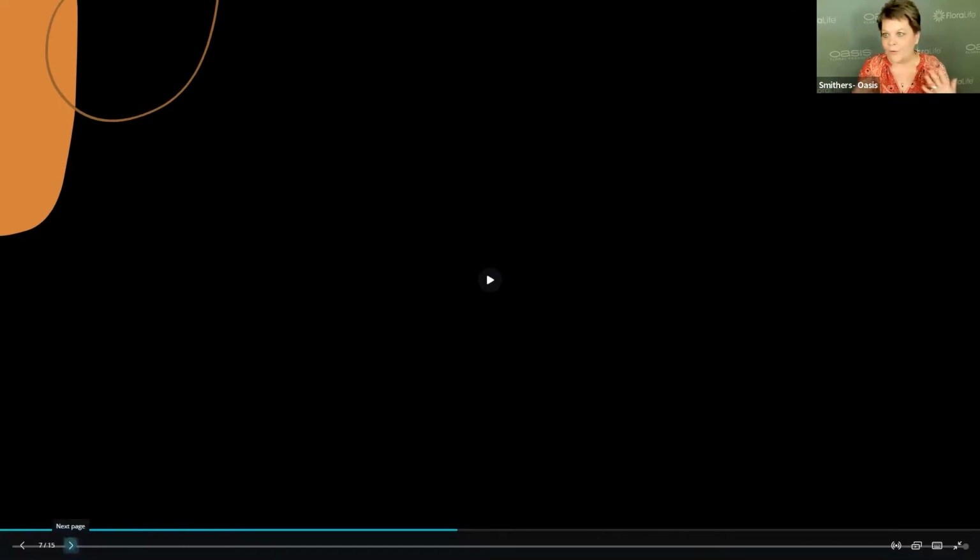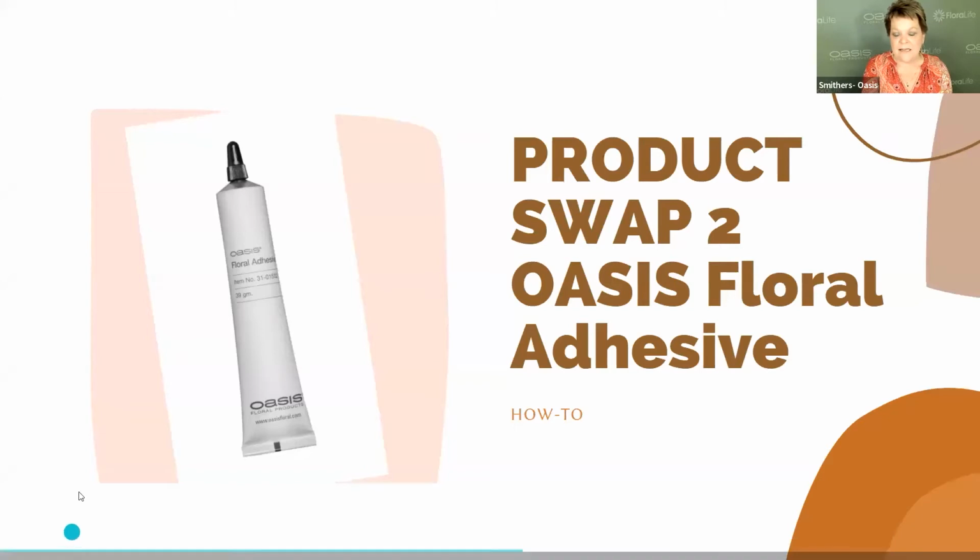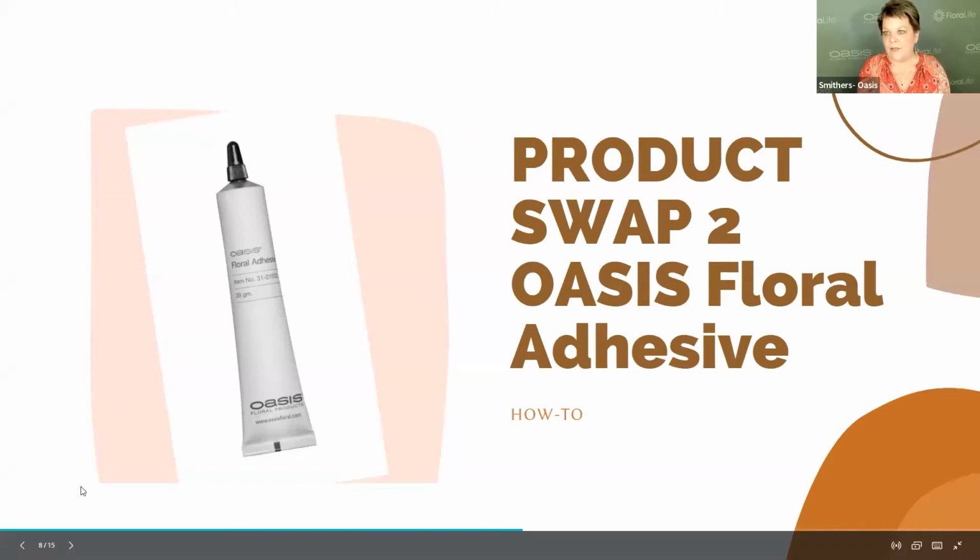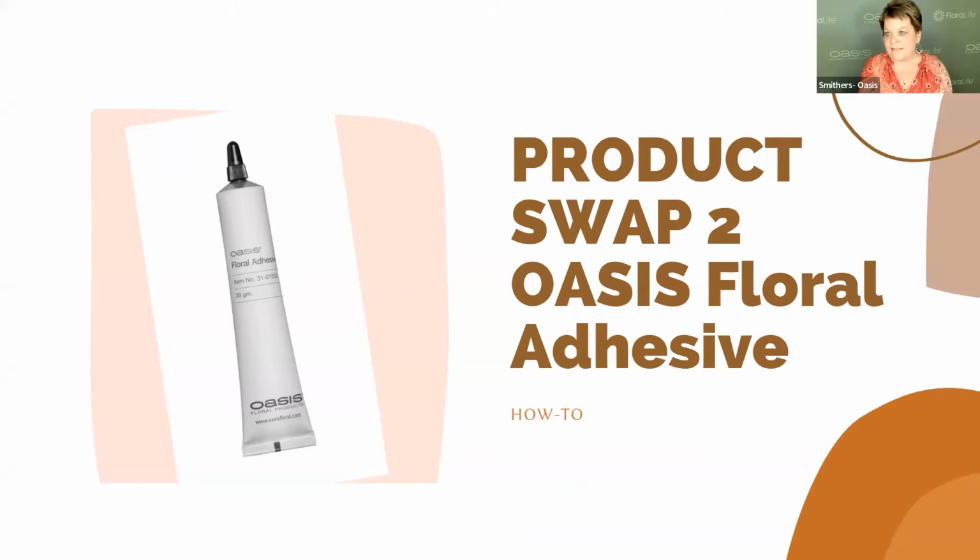Right. Well, the next product that we're going to show is our floral adhesive. Again, this is another hugely popular product. And how do we make corsages or things like that? How do we use wire and tape like we did many, many years ago? Let's go back to some of the basics. So again, Sandy is going to show us how we can wire and tape until we're fully stocked again on all these products.